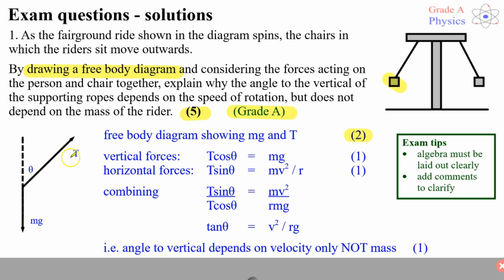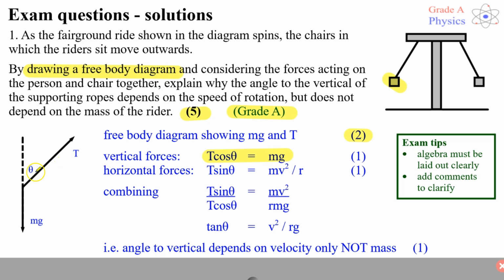We need to consider the vertical forces. Vertically, the forces are balanced. It's a horizontal circle, which would be implied. I don't think it actually says that, but it must be implied here. The force acting down is the weight. The force acting upwards is the vertical component of tension. So T cos theta equals mg. That's our vertical force situation, and that will get you another mark.